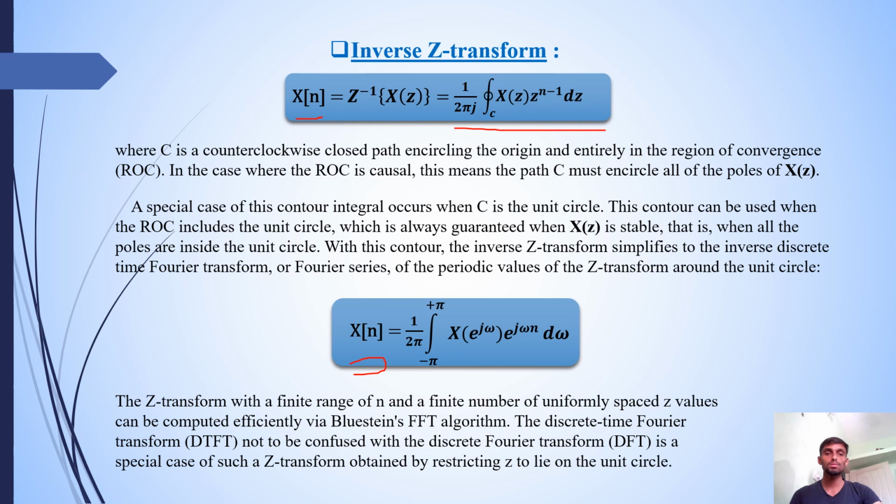The Z transform with a finite range of n and a finite number of uniformly spaced z values can be computed efficiently via Bluestein's FFT algorithm. The discrete time Fourier transform, not to be confused with the discrete Fourier transform, is a special case of such a Z transform obtained by restricting z to lie on the unit circle.